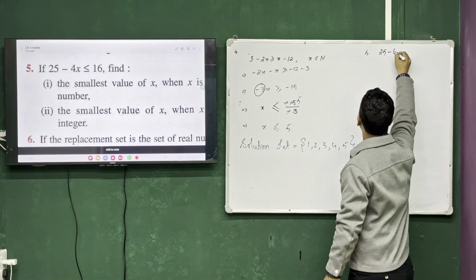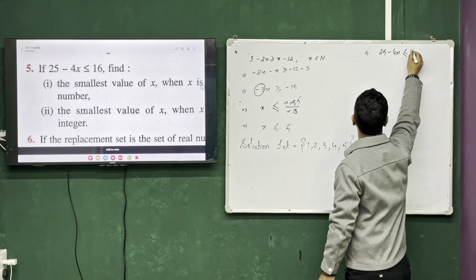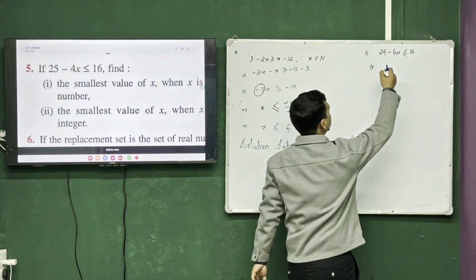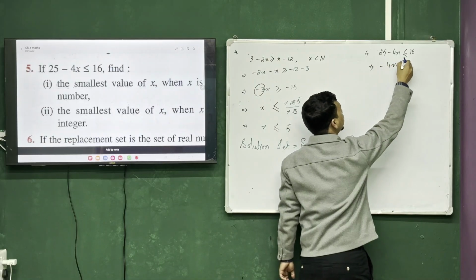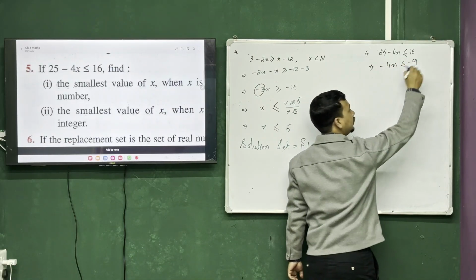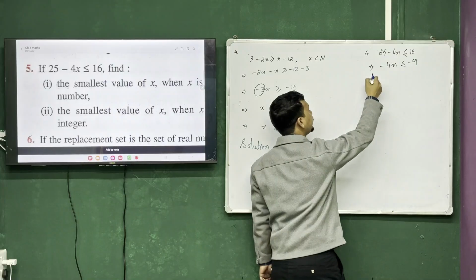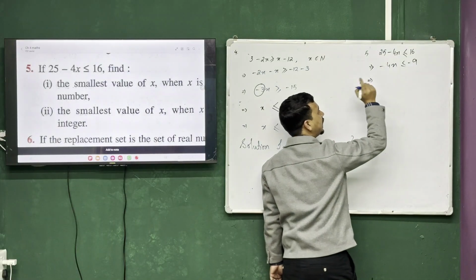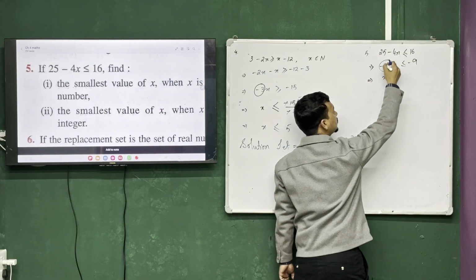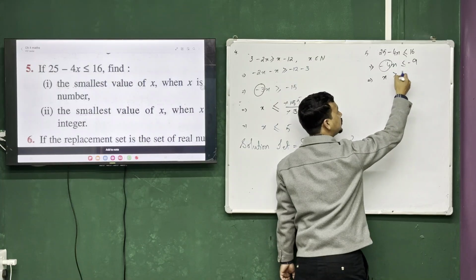25 minus 4x is less than or equal to 16. So if you take it that side, we get minus 4x is less than or equal to minus 9. No cross multiplication, so I will not worry. In this step, I am cross multiplying, so I have to be careful. I will be cross multiplying by minus 4, that means the sign will change.